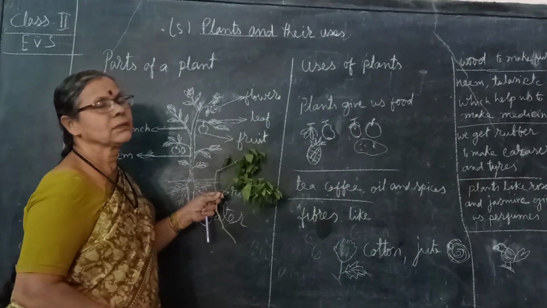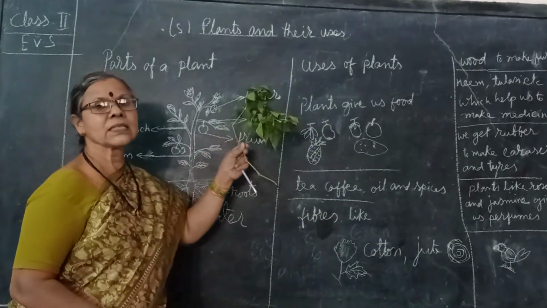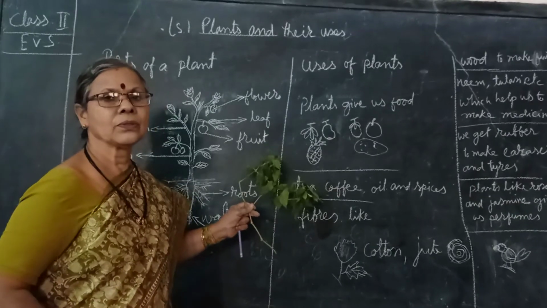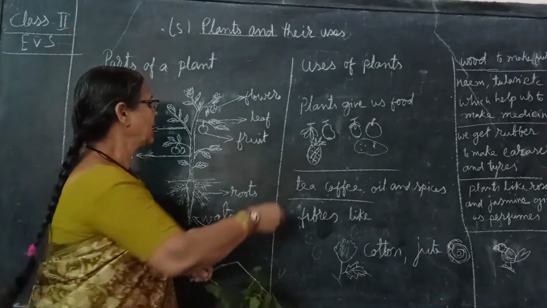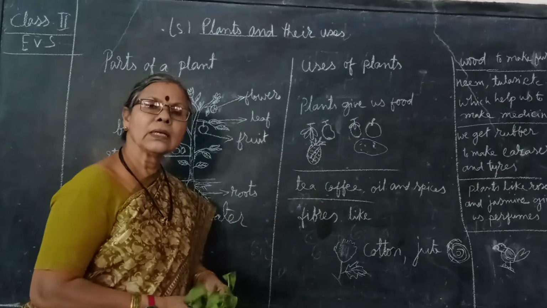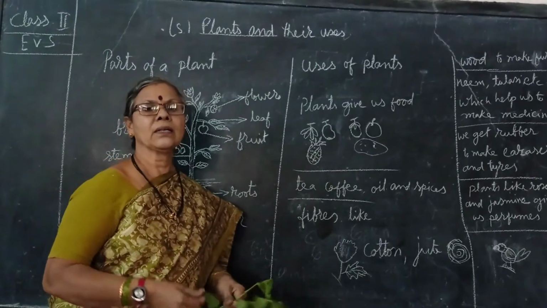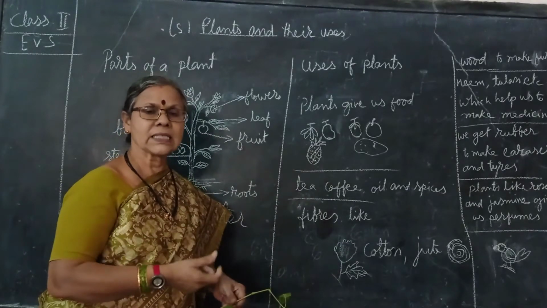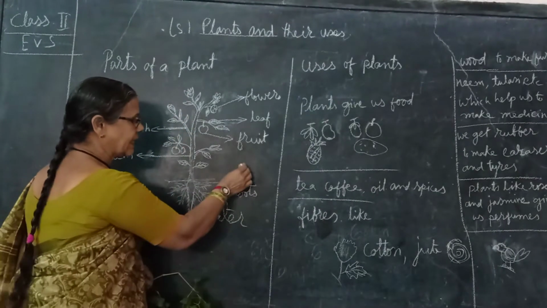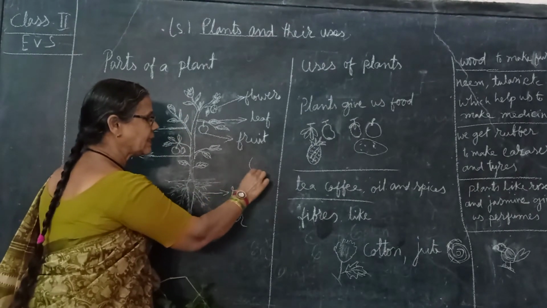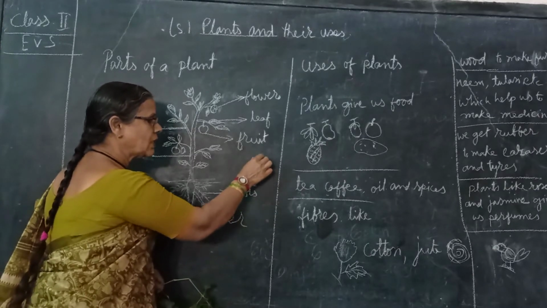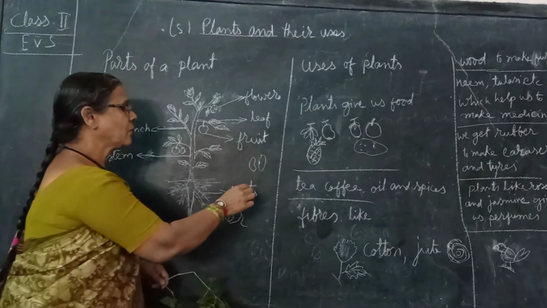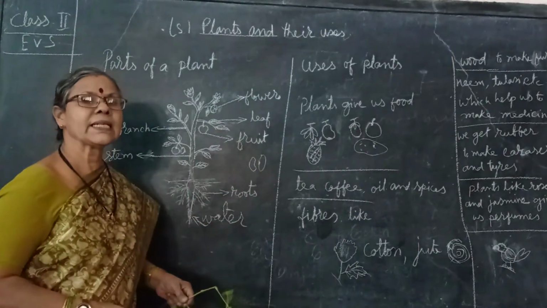And then fruits. Some flowers change into fruits. And fruits, what does a fruit have? Fruits have small seeds inside. Seeds, the shape of the seed may be like this, or it may be oval shaped like that. The fruits have the seeds inside them.